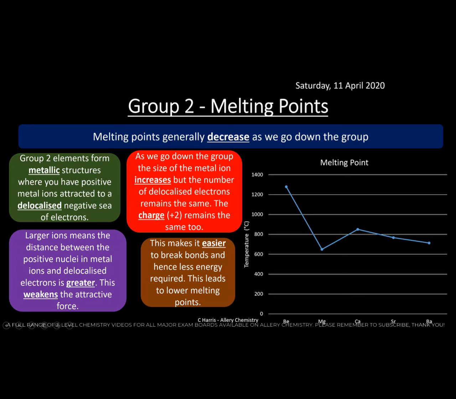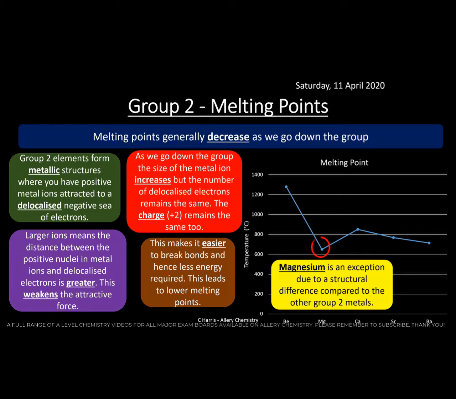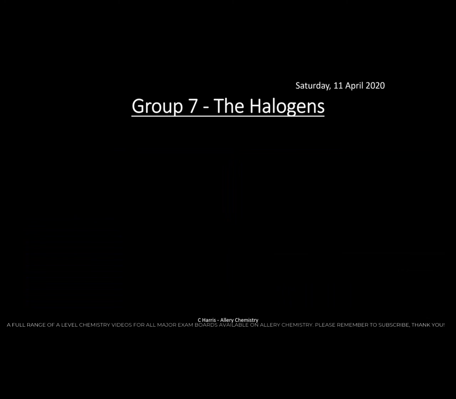So we can see here from beryllium going down to barium, the melting point decreases. There's a little bit of an exception, which is magnesium there, but this is due to the structural arrangement of it. You don't need to worry about that at A level. It's just a case of you need to know the general trend.